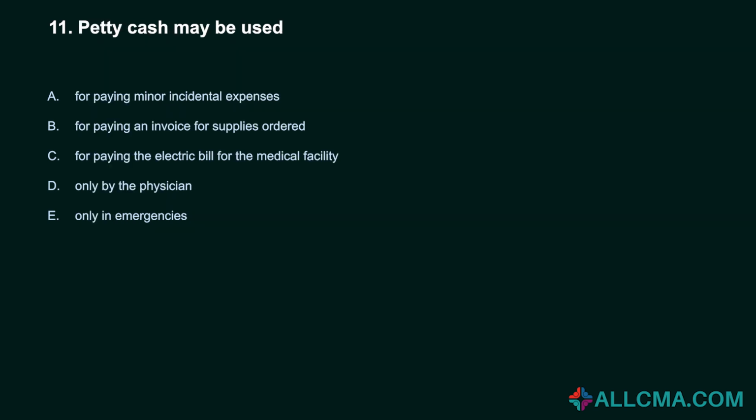11. Petty cash may be used. A. For paying minor incidental expenses, B. For paying an invoice for supplies ordered, C. For paying the electric bill for the medical facility, D. Only by the physician, E. Only in emergencies. Correct answer, for paying minor incidental expenses.